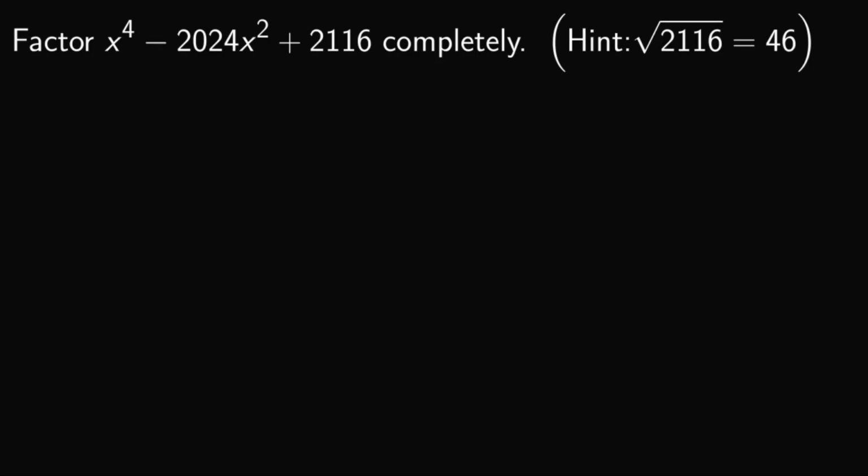Factor x raised to 4 minus 2024 x squared plus 2116 completely. As a hint, take note that the square root of 2116 is equal to 46. So before we solve this one, feel free to pause the video so that you may try this first on your own.